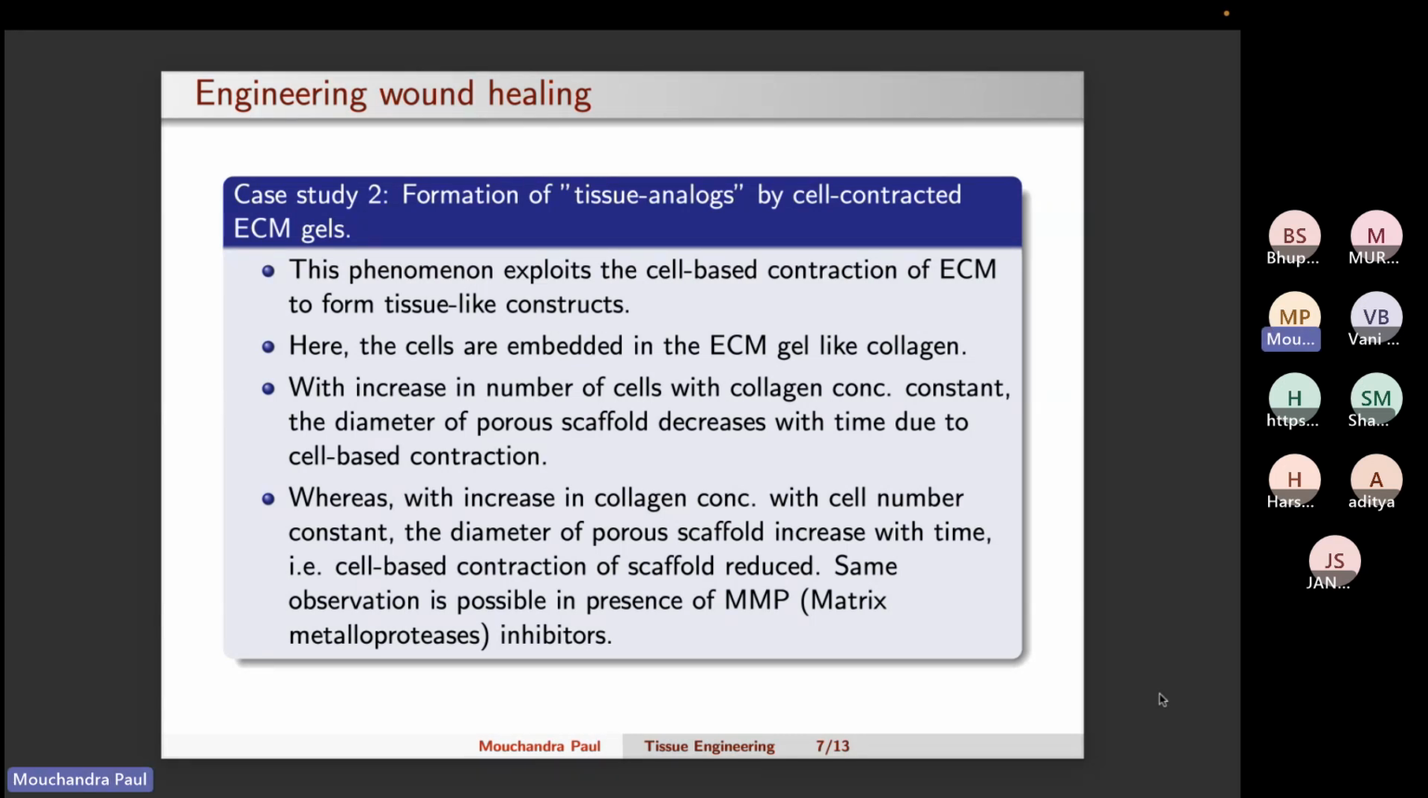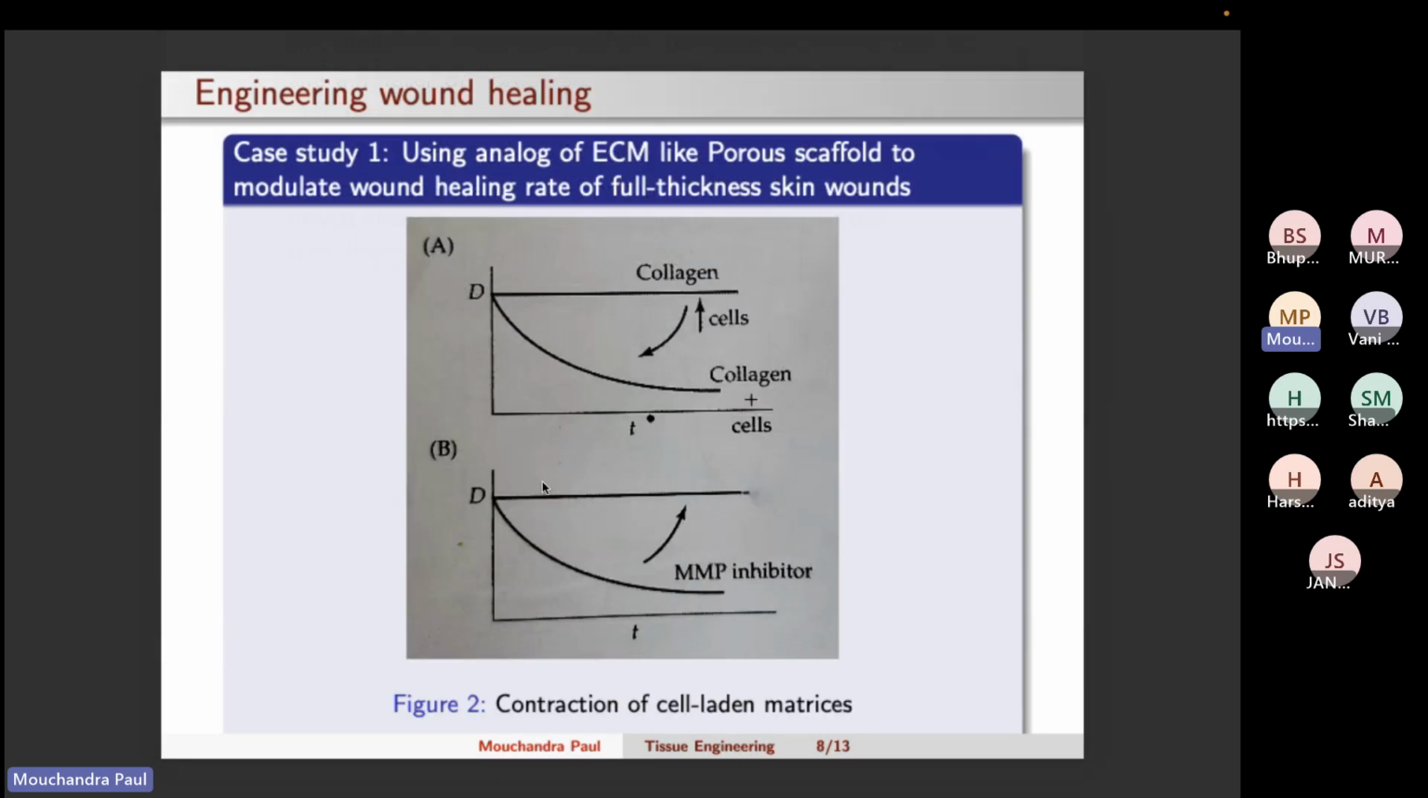This cell based contraction is used to form tissue like constructs. Cells will contract on a substrate, and this substrate is made by an ECM, or a matrix component like collagen, etc. In this study, they have incorporated, means embedded, a few cells in an ECM gel like collagen. And what they saw, in this diagram two cases are given, A and B.